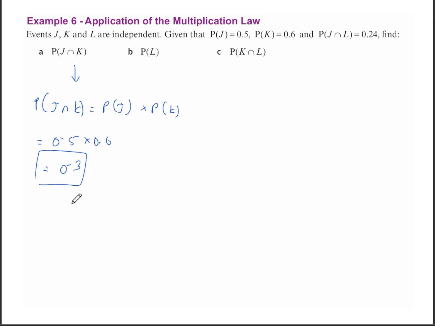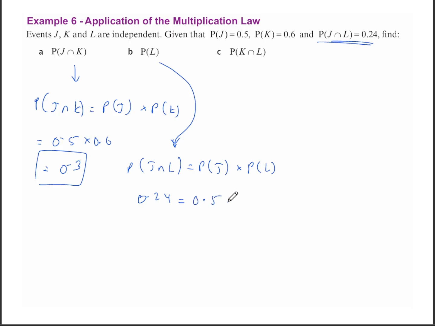That's quite simple. Then we're told to find the probability of L on its own. The only thing we're given is this here that involves L. But we know that the events are independent. So we know that P(J intersection L) is equal to the probability of J multiplied by the probability of L. The probability of J and L is 0.24. Probability of J alone is 0.5. And from that we can find what the probability of L is. We can divide by 0.5 on both sides, and we get that the probability of L is just 0.48.